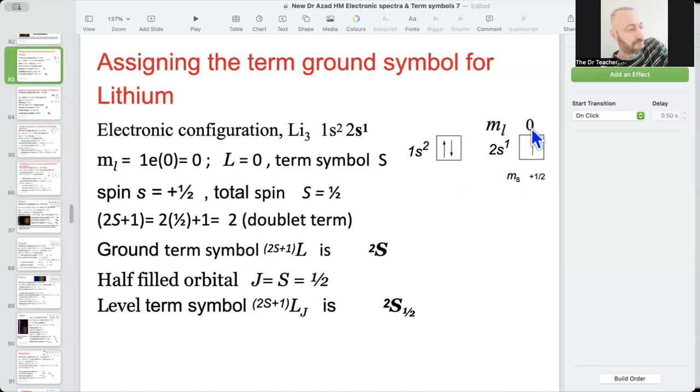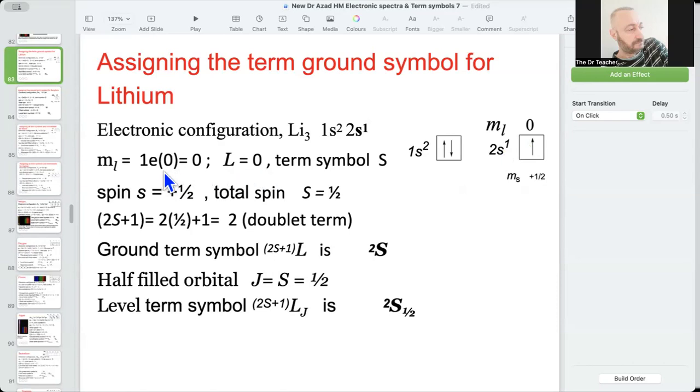orbital, we assign the value of ml as 0. The ms is plus half, because it's a single electron. So the spin is a half, pointing up or clockwise, so it's plus a half. Now we come to count the ml. What is the ml for this? There is one electron times 0, which will be 0. It's only one single electron we have.